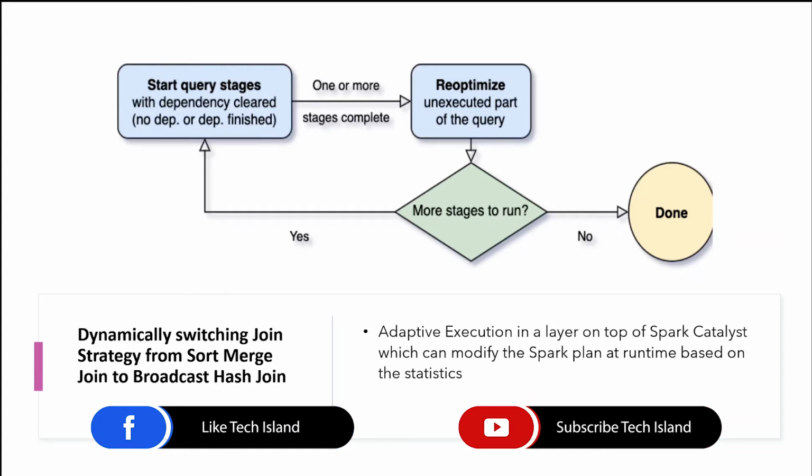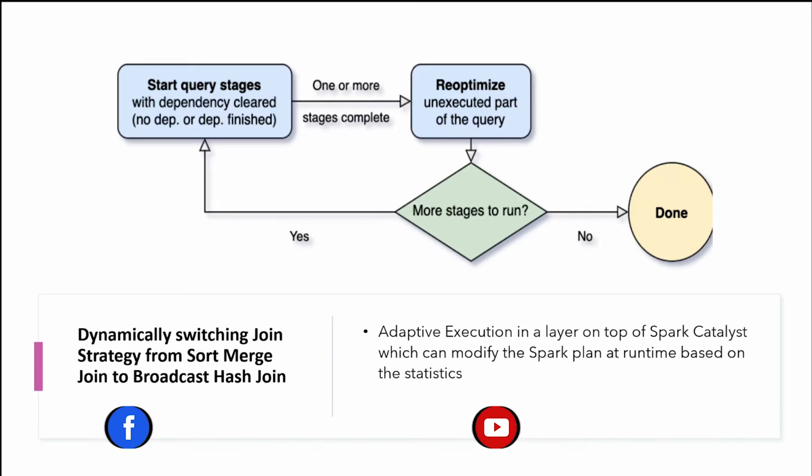So at a high level, at runtime, it is optimizing the plan. It is creating a new plan, which is the enhanced version of the previous plan. So that is the beauty of Spark 3.0 adaptive query execution. Coming to this picture, it creates query stages. Each query stage is executed from the leaf node. So when there is no dependency, it executes from the leaf node.